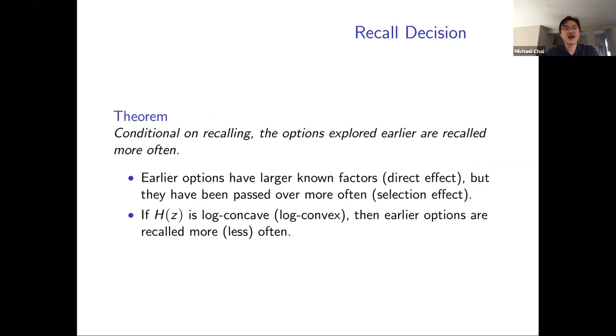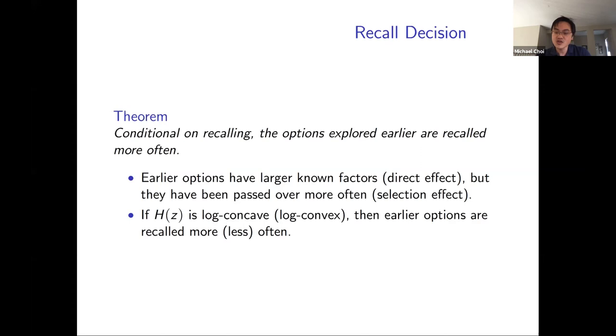If the distribution is log convex, you actually get the opposite. You recall recent options more often. So some people will say, in this class of model, to explain recall, we need some behavioral assumptions because people have limited memory and recall is costly, things like that. And they tend to think that this kind of model will predict you recall recent options more often.